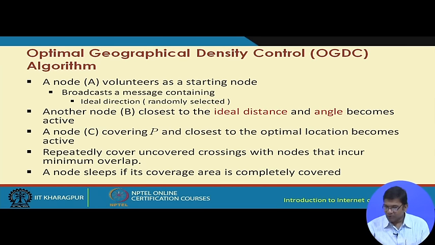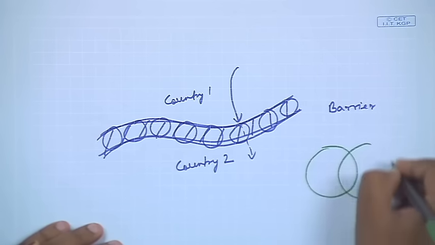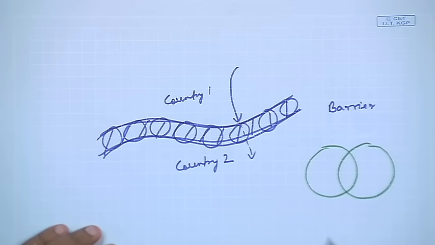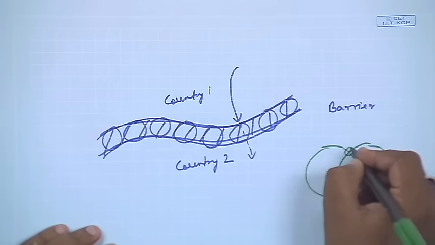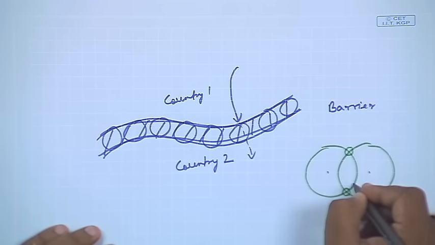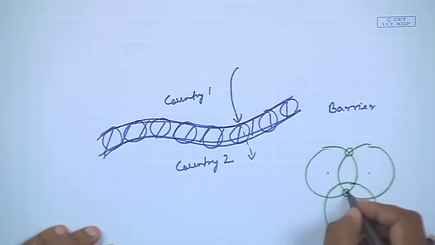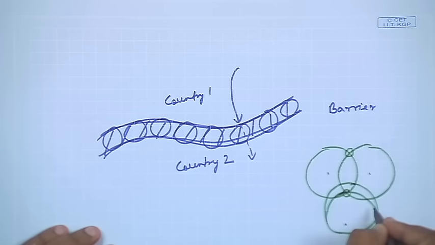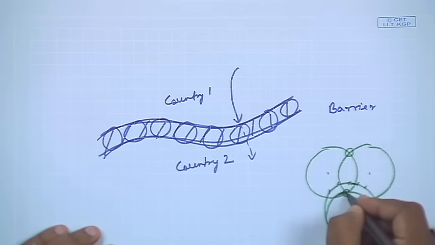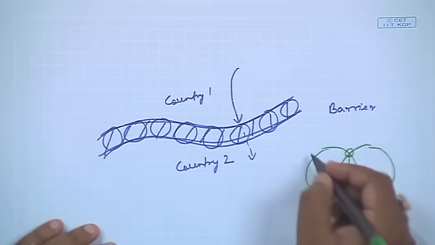So let me show you this particular concept pictorially. We have one node, we have another node, both have the same radius. And these are the crossings, this is one crossing and this is another crossing. So the point that was made earlier was that we have to place another node in such a way, sorry, this is not correct. So we have to place it in this way, not this, in such a way that, this is again, let me do it once again.